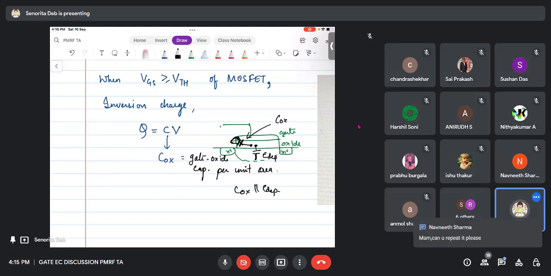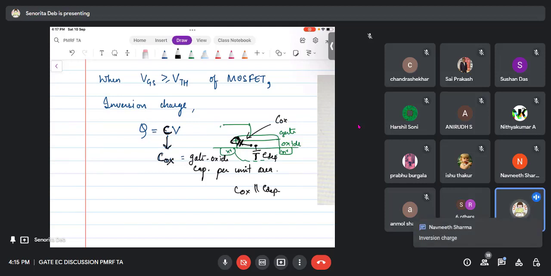So from where do you want me to repeat, Navneet? We are looking into the inversion charge, and the charge which is due to the MOS cap arrangement is given as Q equals CV, where capacitance C is used as COX here. Just remember right now that it is a gate to oxide cap that we are talking about, and its unit is not farad. Farad per area it will be.